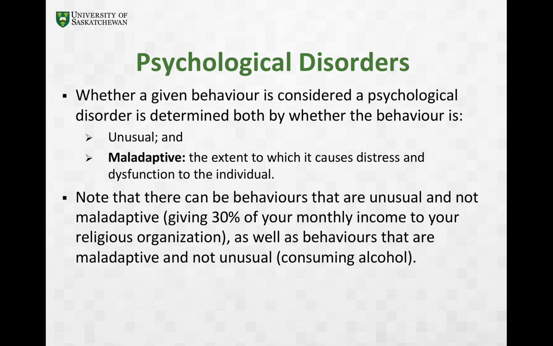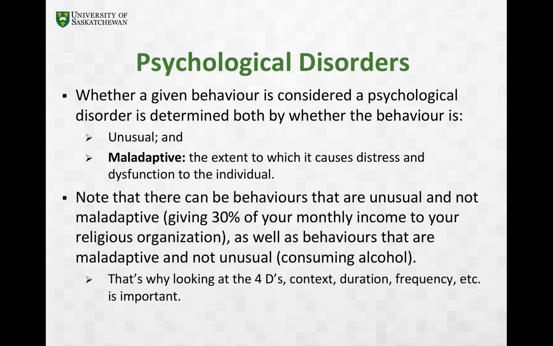Again, thinking back to that prevalence chart, about 22% of all Canadians are going to have a lifetime prevalence of suffering from a substance use or meeting the criteria for substance use disorder. That's a high amount. So we do have a lot of maladaptive but not unusual behavior within our context. So that's why looking at the 4Ds, the context, duration, etc., is so important when we're trying to decide whether or not something is a psychological disorder.